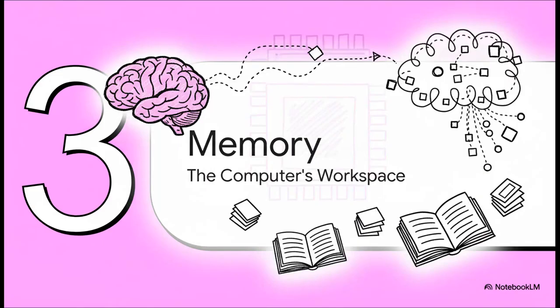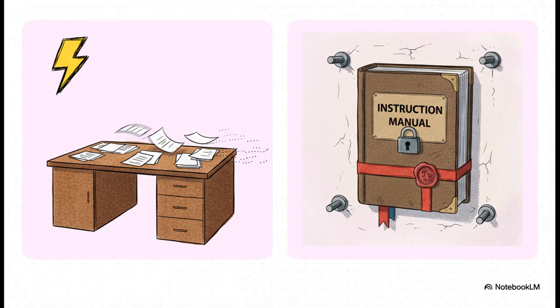Okay, so we've got a brain that can think. That's great. But where does it keep all the information it needs to think about? That question brings us to our next big piece, the computer's workspace, which is its memory. And this workspace, it's kind of split into two main areas.